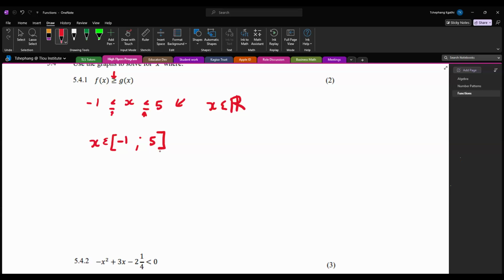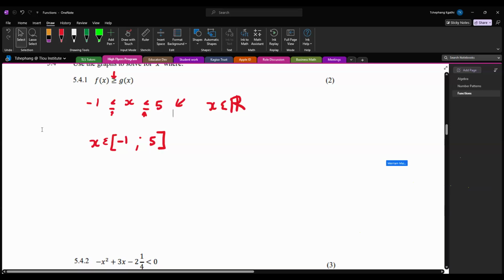If you're using another notation, you can simply say x is an element of the hard bracket now, not the soft bracket, because the soft bracket doesn't include. So you use the hard bracket to say -1 to 5. Hoping that makes sense.